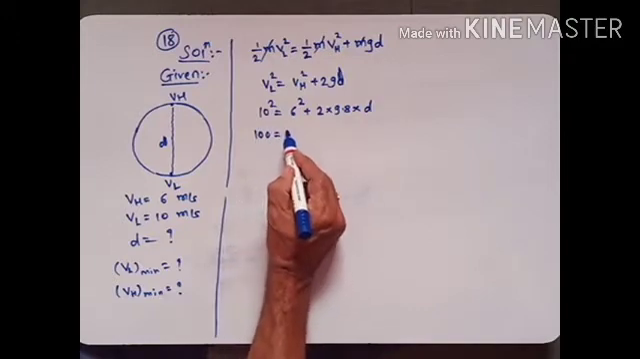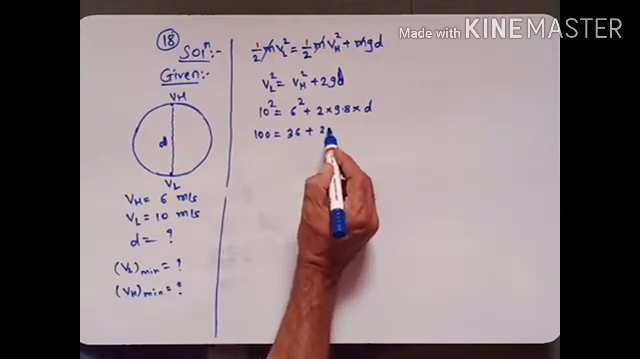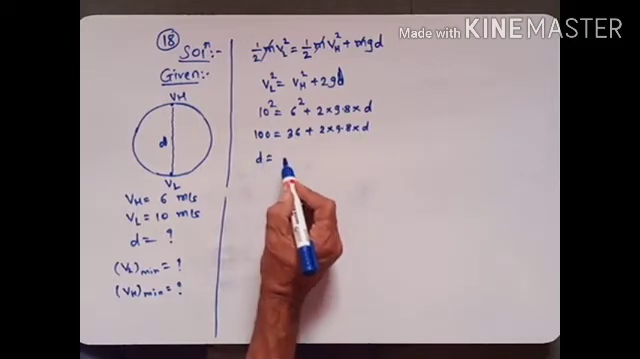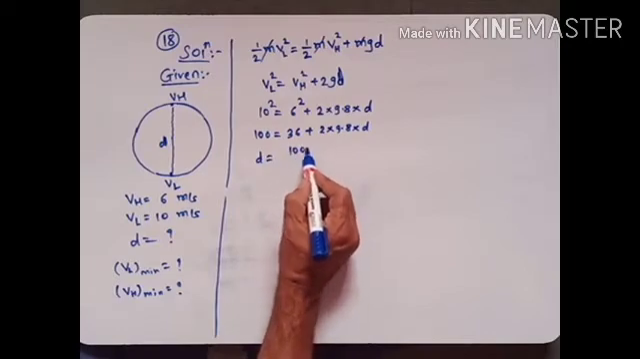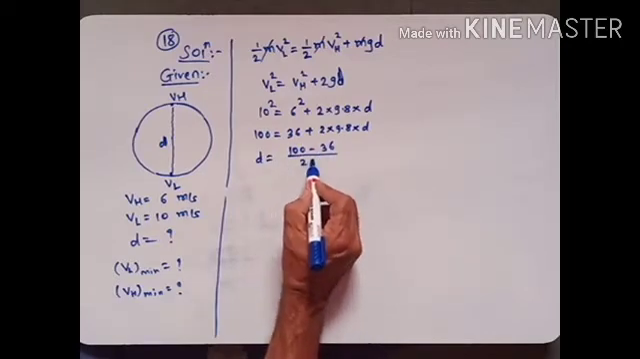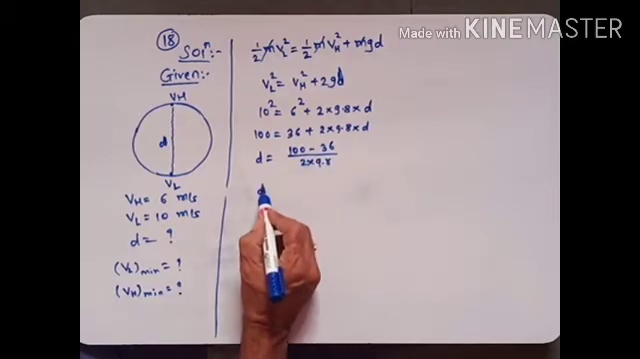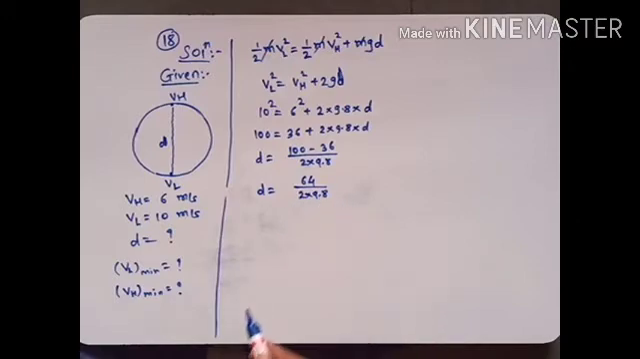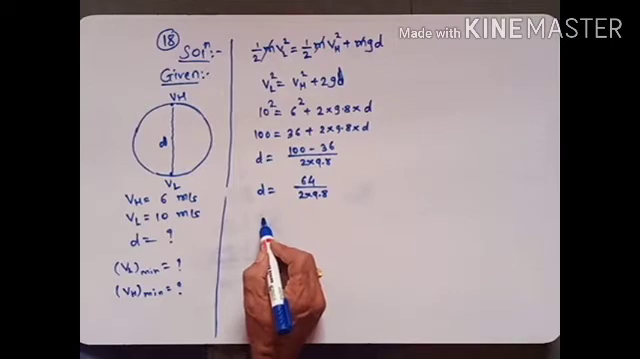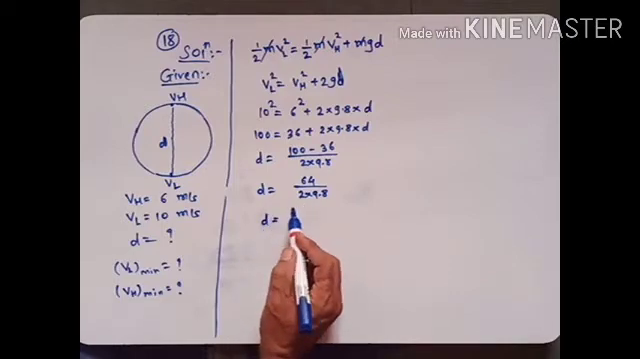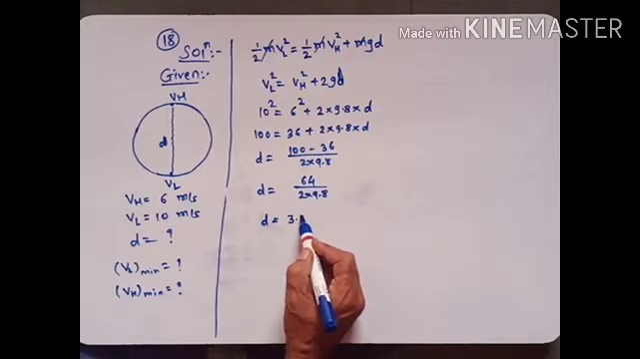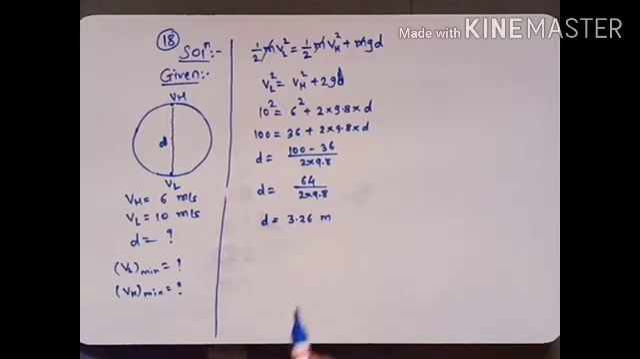See here, 100 is equal to 36 plus 2 into 9.8 into d. Now small d is equal to 100 minus 36 divided by 2 into 9.8. D is equal to 64 divided by 2 into 9.8. And if we calculate all this, we get the diameter equal to 3.26 meter. This is the diameter.